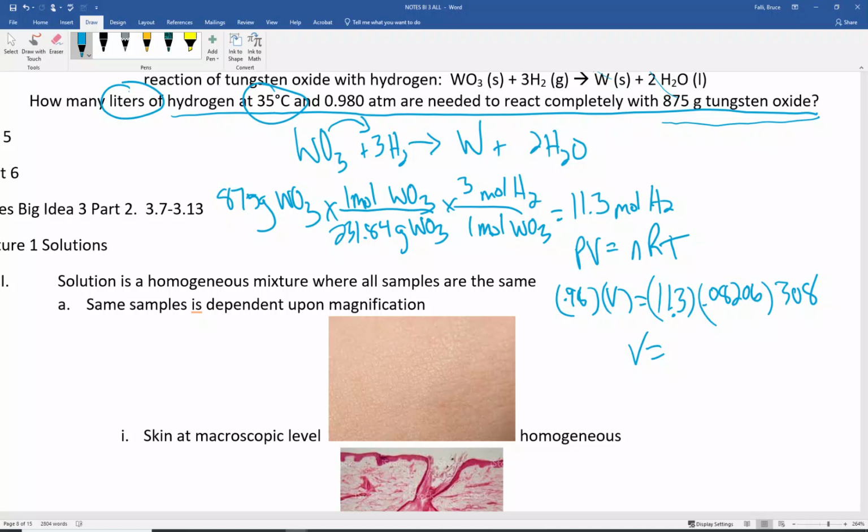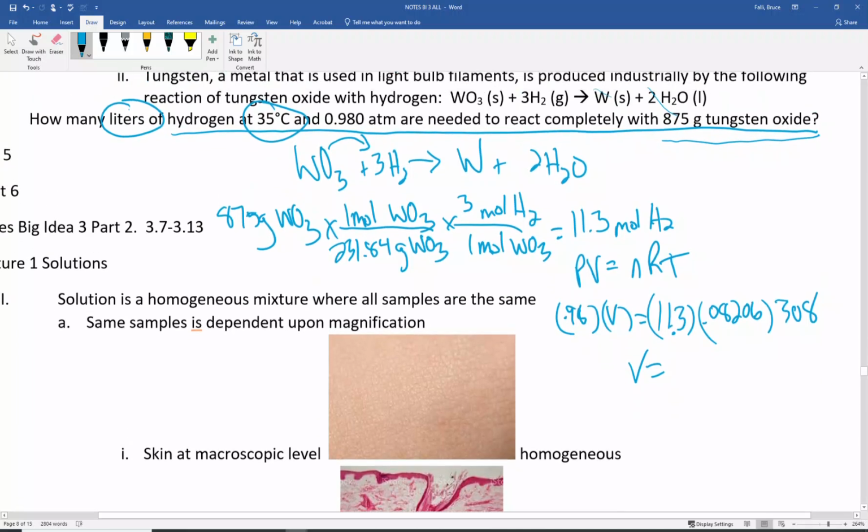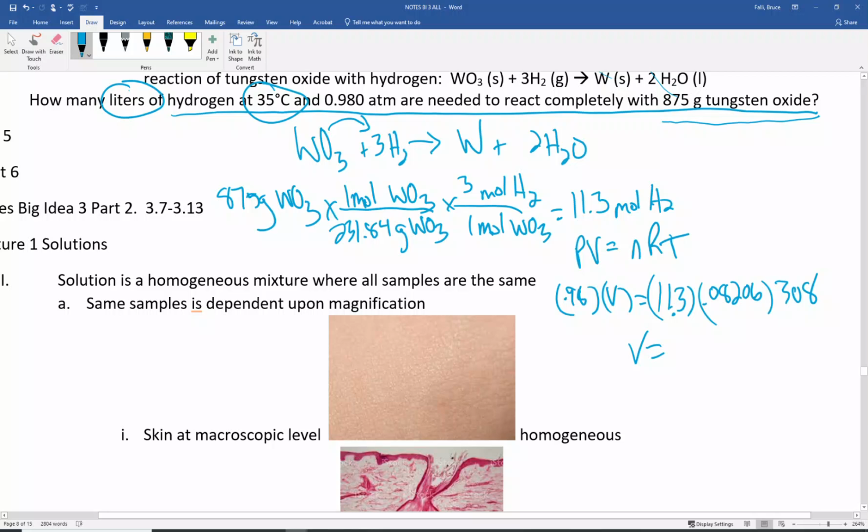11.3 times 0.08206 times 308 divided by 0.98. And I get, I'm thinking for a second, how many liters of hydrogen are needed? Oh, okay, good. Volume equals 291.